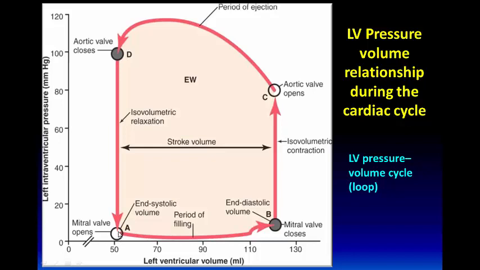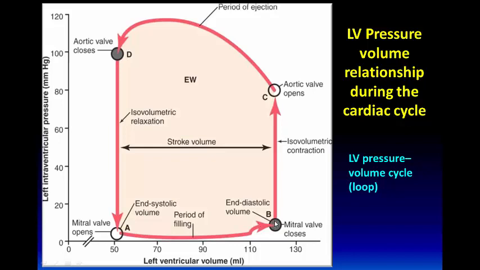And now this is filling of the left ventricle. This is the period of filling. So the left ventricle, the volume by the end of systole was 65 milliliters of blood, and now it is in relaxation in diastole, and by the end of diastole the volume is about, say, 130 milliliters of blood. So this is the end diastolic volume.